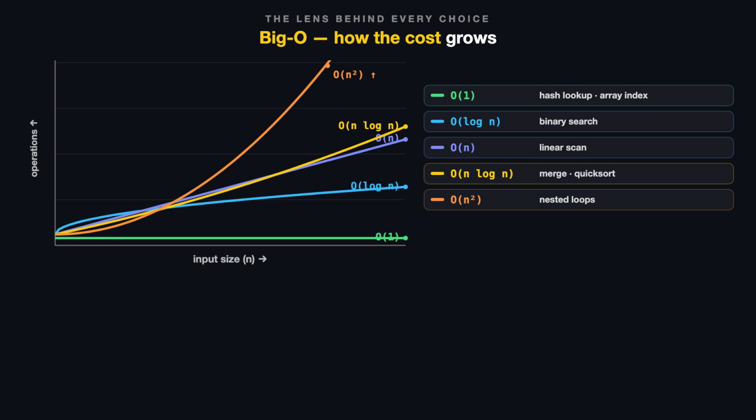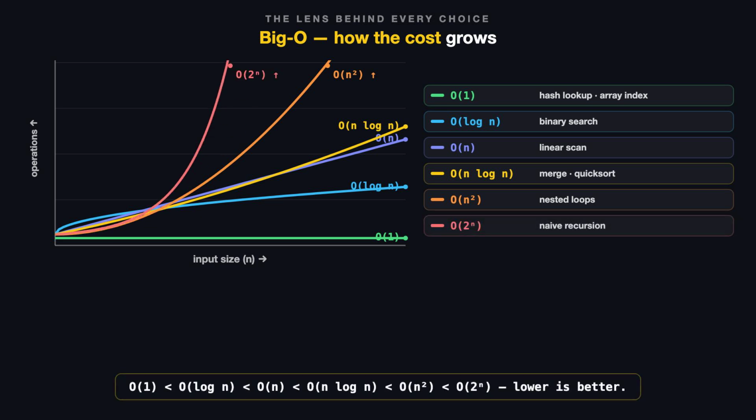O of 1, constant, instant, no matter the size. O of log n, it barely moves as data explodes. O of n, linear, cost tracks the input, 1 for 1. O of n log n, the speed of a good sort. O of n squared, nested loops, and it hurts fast. And O of 2 to the n, exponential, the danger zone. Every tool we pick is really a bet on where it lands on this ladder. Lower is better. Keep this yardstick in your head.